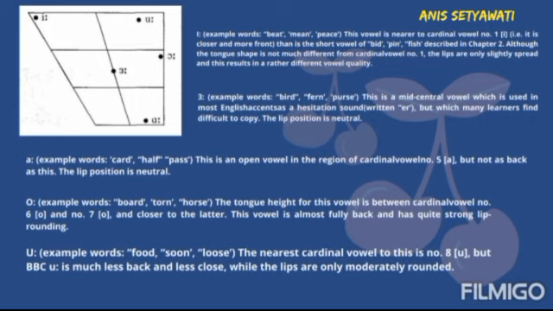u:. Example words: food, soon, loose. The nearest cardinal vowel to this is number 8. But BBC u: is much less back and less close, while the lips are only moderately rounded.